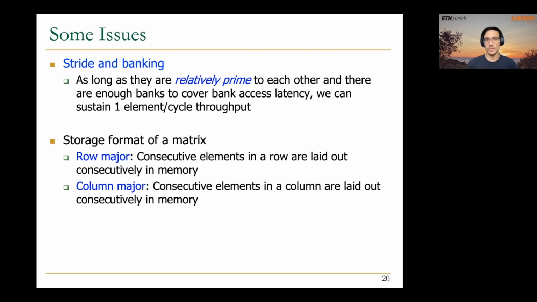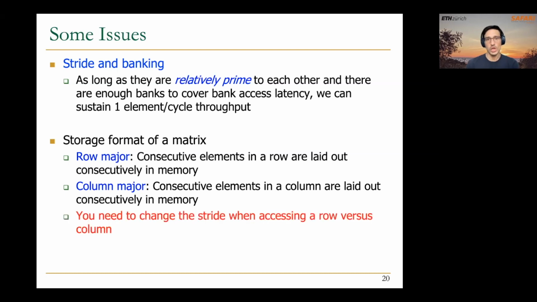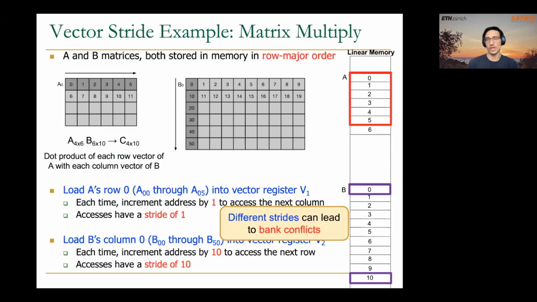Remember that the ways that we can store a matrix in memory is row major or column major. In row major, consecutive elements in a row are laid out consecutively in memory. In column major, consecutive elements in a column are laid out consecutively in memory. So we may need to change the stride depending on how the matrices are stored.